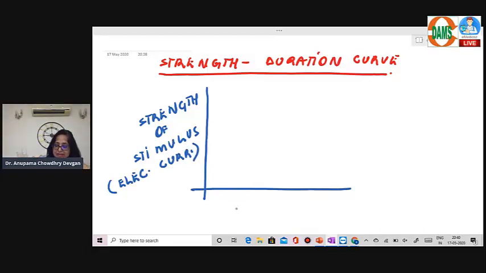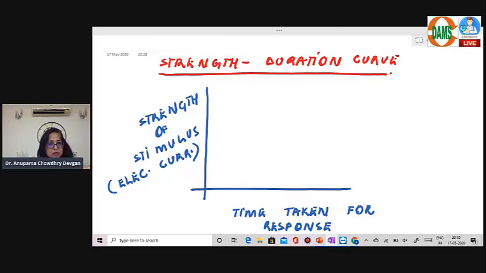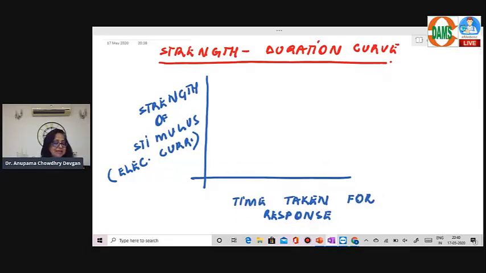Strength of stimulus is on the y-axis, and the time taken for response is on the x-axis. We take the strength of current on the y-axis, and time taken for response is on the x-axis. Now, a very basic piece of information here: more the strength of current, less is the time taken for response. Less the strength of current, more will be the time taken for response.